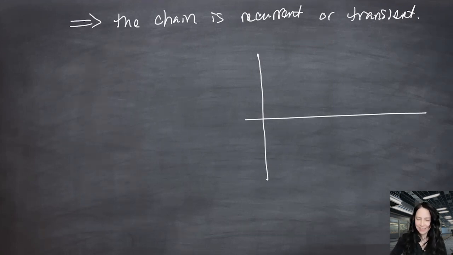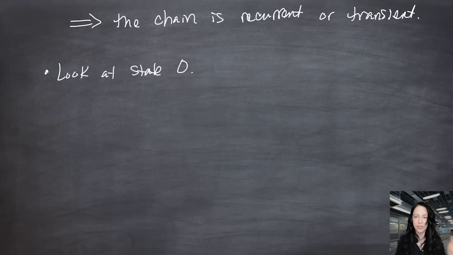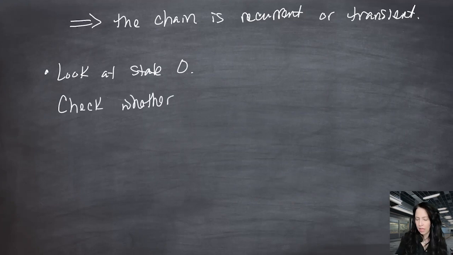Okay, to do that, let's look at state zero, because all states are the same. If it's recurrent, all states are. If it's transient, all states are. And we're going to check whether the sum as n goes from 1 to infinity of p 0, 0 in n steps is infinite or finite.